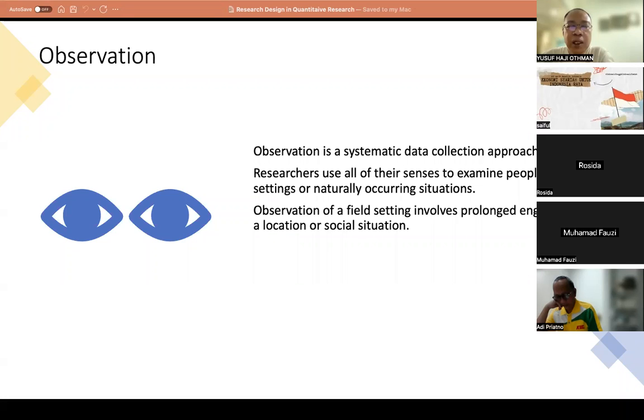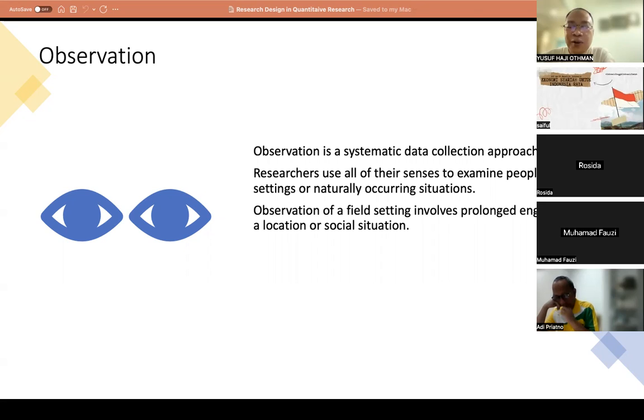So in qualitative research, the researcher will gather the information by going to a certain place or a certain site. For example, if the researcher wants to study the behavior of a certain ethnic group or native group, in Malaysia we have a native people.